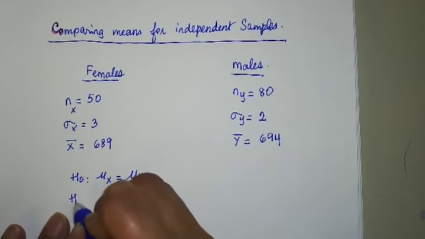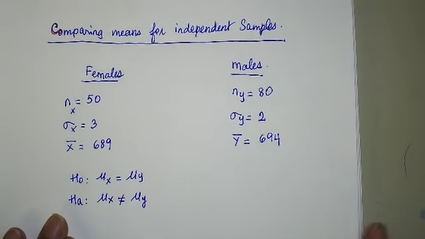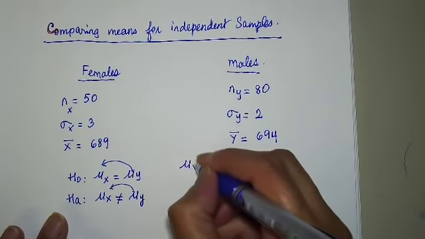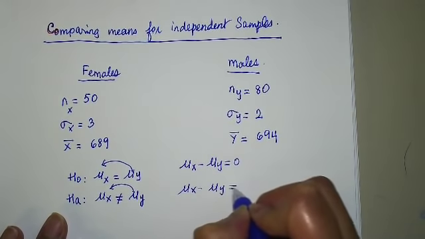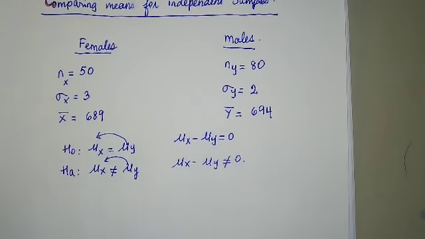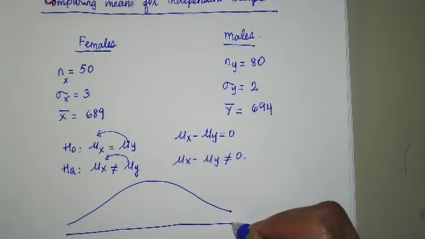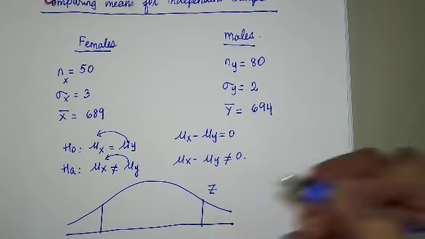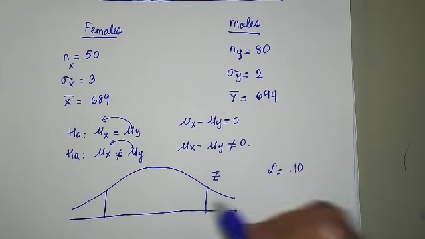I have two independent samples, 50 females and 80 males. And I want to see if there is a difference in means. So H naught: mu x equals mu y versus HA: mu x not equal to mu y. Which of course I'm going to bring this back to the left side. This becomes mu x minus mu y equals 0 versus mu x minus mu y not equal to 0.